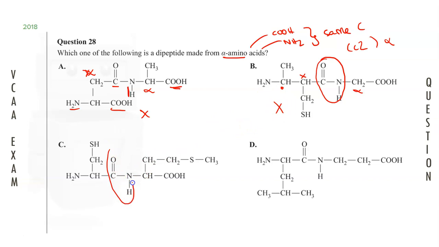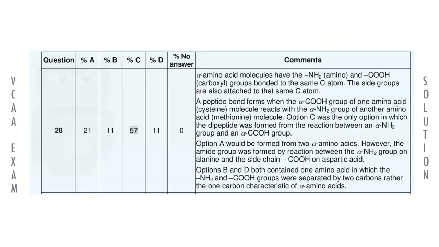With C, we have our peptide amide linkage here, CH-COOH with our side chain. This is an alpha, and then C double bond O going to CH-NH2. This is the alpha, so C appears to be correct. Just double check with D. There's our amide bond, and we can see straight away there's two CH2, so the NH2 and the COOH are not on the same carbon, so C must be the correct answer. And if we look at the answer, we see, in fact, that is the case.